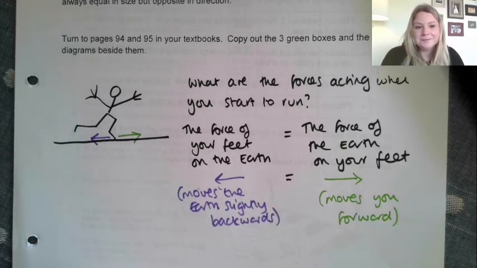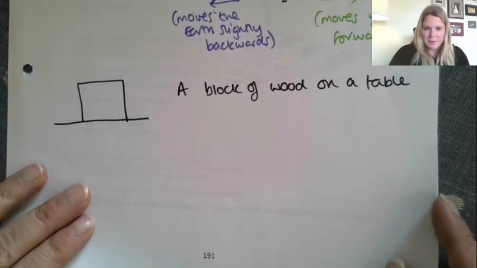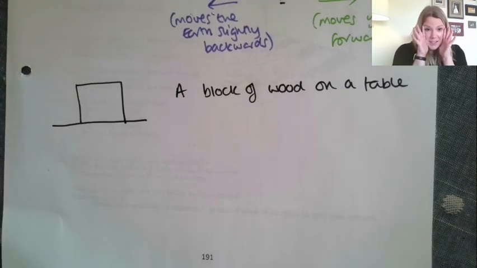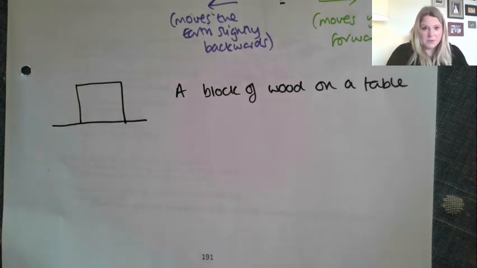Okay. Next example is a block of wood on a table. Now, this seems like such a simple, straightforward thing, but there's a bunch of forces acting here. But as I say, normally we don't bother marking them all on. So apologies if I cause confusion here.